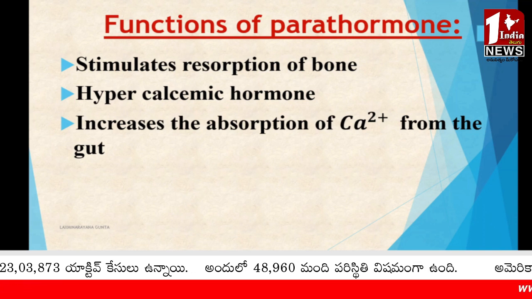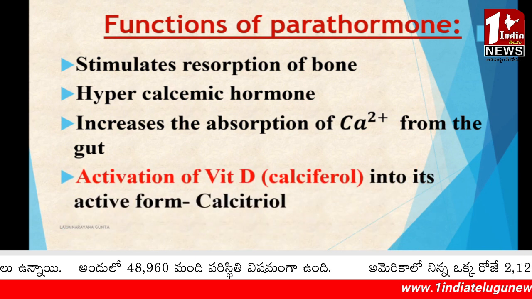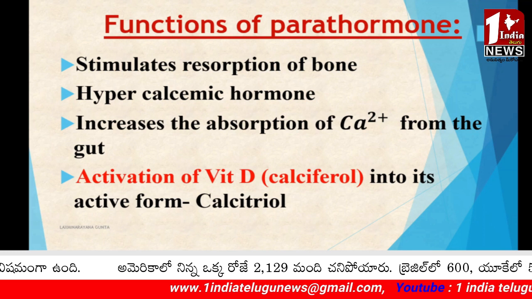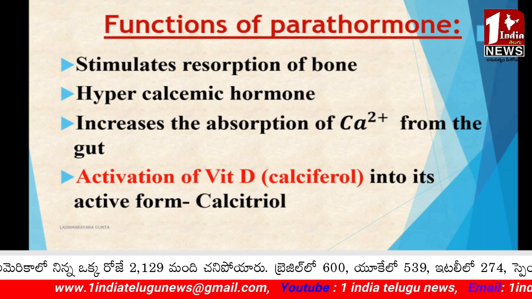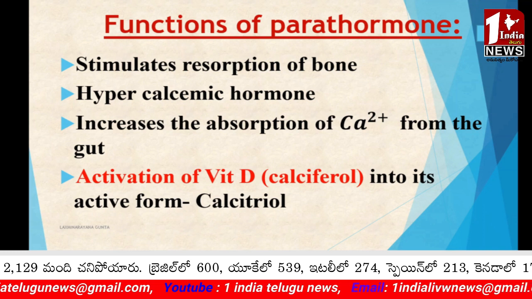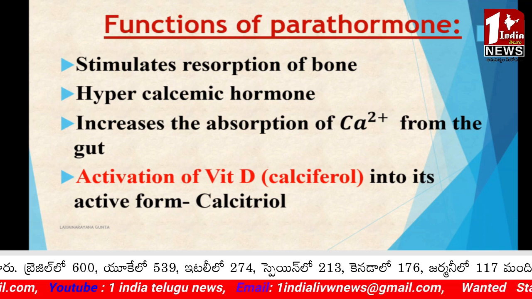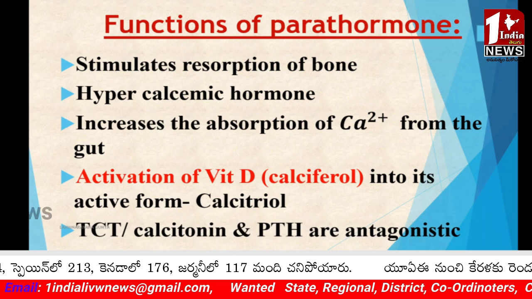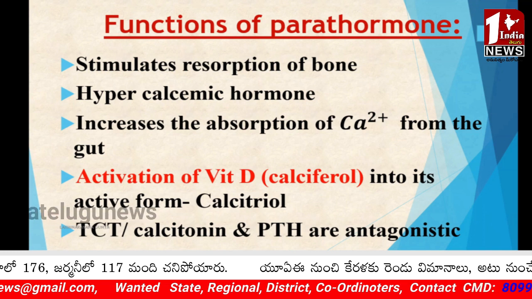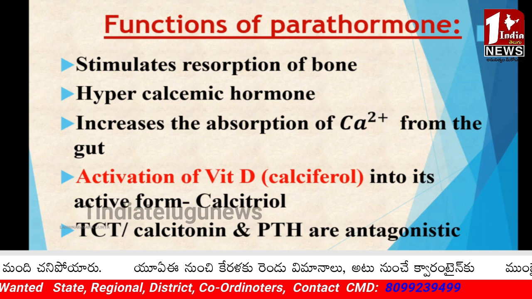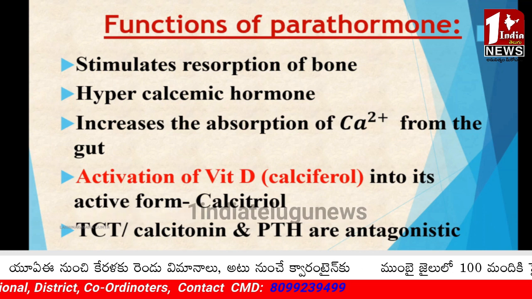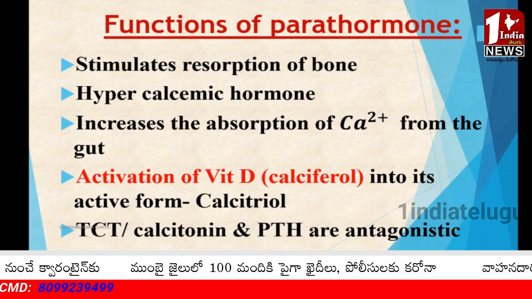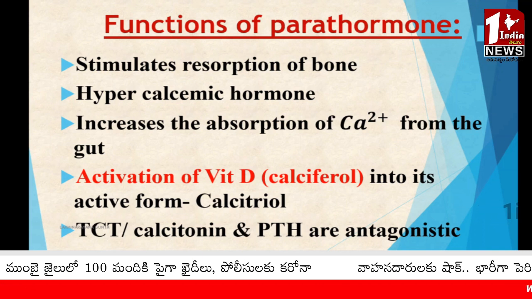It increases the absorption of calcium ions from the gut, and it is very much essential for the activation of vitamin D, calciferol, into its active form, calcitriol. This calciferol is converted into calcitriol by the action of parathormone. And TCT, thyrocalcitonin or calcitonin, and PTH are antagonistic to each other. Already I have told you that calcitonin, which is produced by the parafollicular cells of thyroid, is completely antagonistic to parathormone.